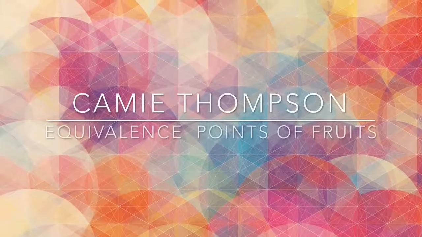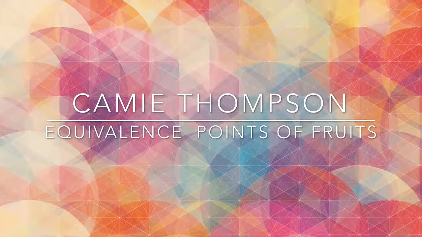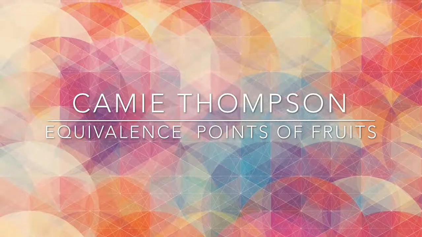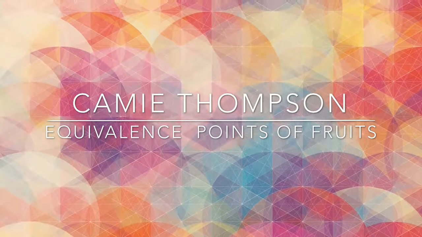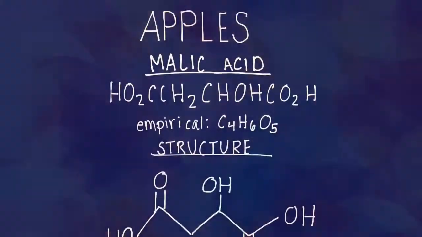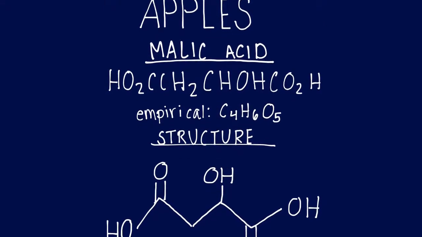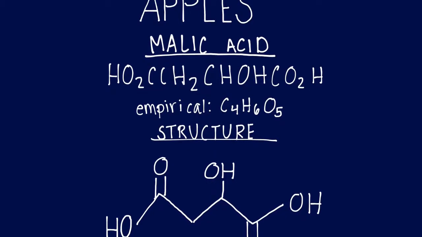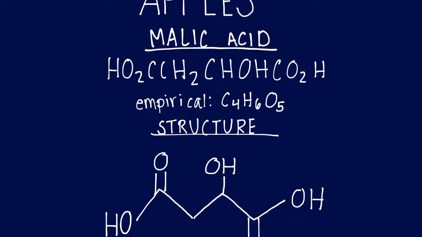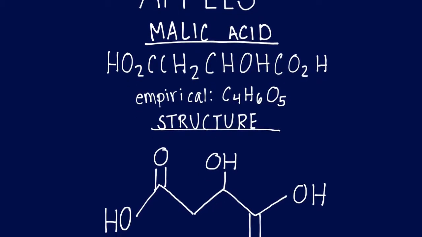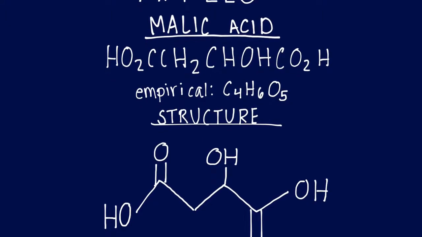Hi, my name is Cami Thompson, and I tested the equivalence points of 3 fruits: apples, lemons, and grapes. To understand why each fruit has a very unique equivalence point, we have to look into the most common acids of each fruit. Apples are known for their high content of malic acid.